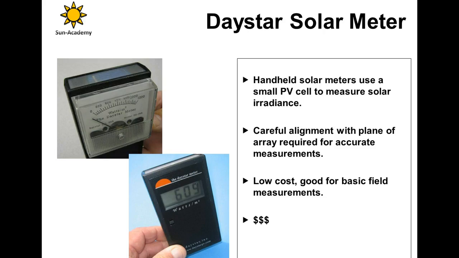Handheld solar meters like the Daystar solar meter use a small PV cell to measure solar irradiance. Careful alignment with the plane of array is required for accurate measurements. This is a low-cost item and is good for basic field measurements.